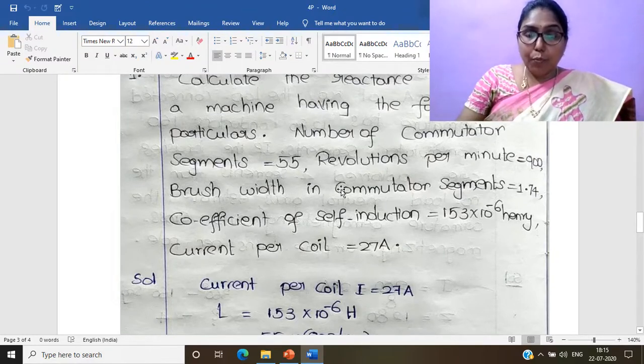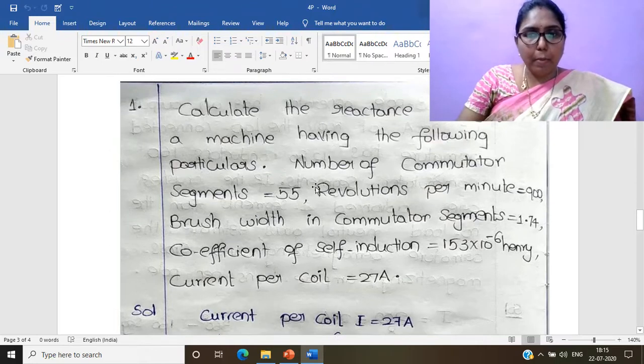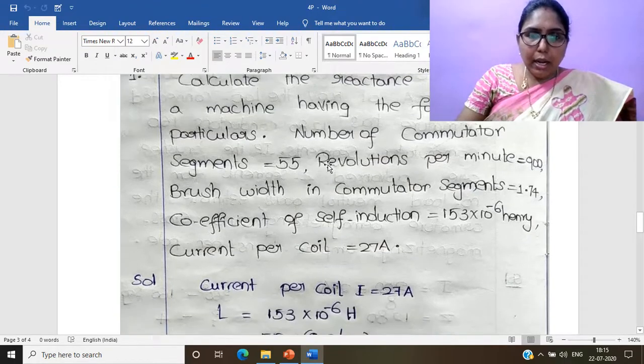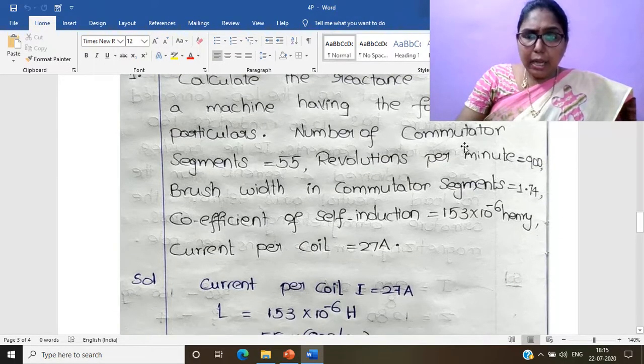You need to understand first what information is given in the problem. They mentioned we need to calculate reactance voltage, no doubt that formula is known to us. Now they mentioned the number of commutator segments. How many commutator segments are there?